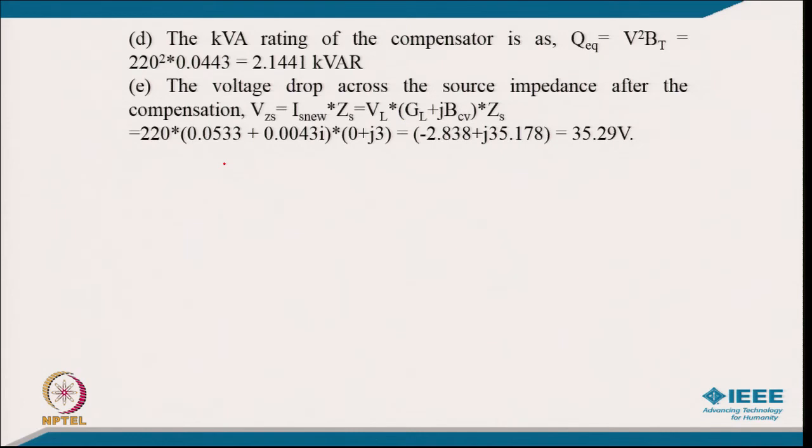That much capacitor, if you connect it, then you will get a 0 voltage regulation. The voltage drop across the source impedance after the compensation we can find out: Is new into Zs, and that Is new will be nothing but VL into GL plus jBV. This is the equivalent admittance of the load plus compensator. So, that will be virtually the current multiplied by the source impedance Zs. If we keep the value of it, now the drop in the source impedance will be 35.29.